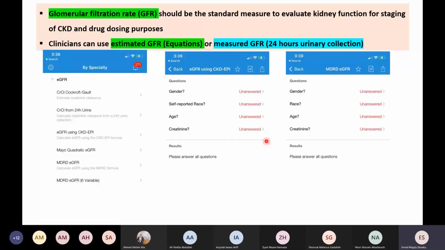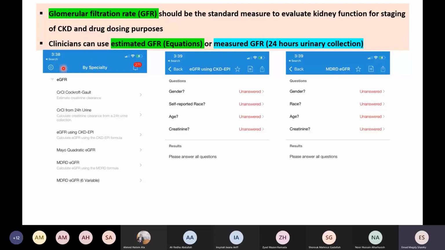The GFR can be measured by 24-hour urinary collection, which is hard, but can be done very simply by the estimated GFR equations, which are available in smartphone software. This is one example; we have many calculators on smartphones. This one is called QxCalculate. QxCalculate has all the equations of medicine listed by specialty, so you can use it very easily.